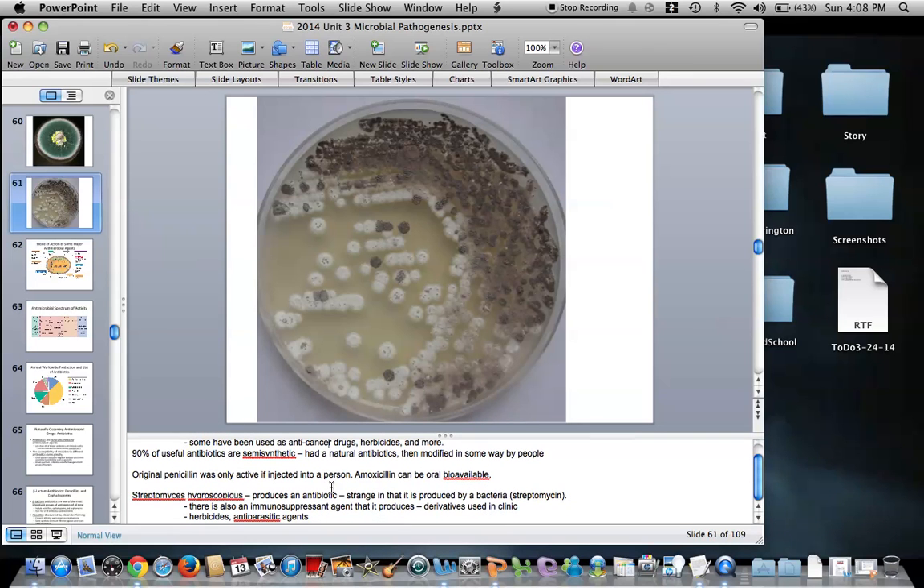The original penicillin was only active if injected. Now, amoxicillin can be orally taken. Another thing is Streptomyces hygroscopicus produces an antibiotic of some kind, and it's strange in that it's produced by a bacteria, streptomycin, not by fungi. There's also an immunosuppressant agent that it produces. Derivatives are used in clinics. Herbicides and parasitic.